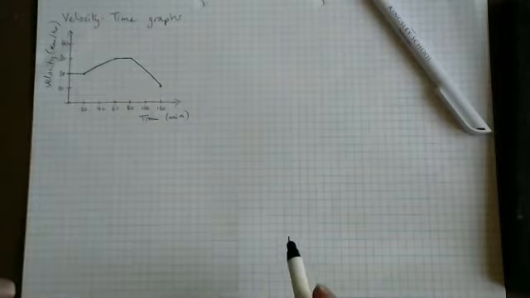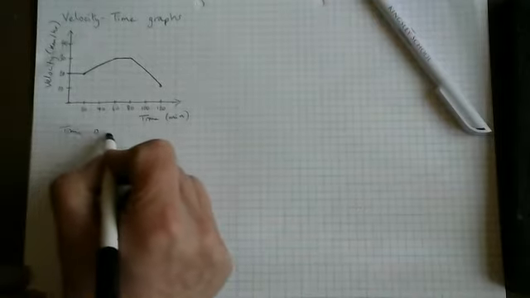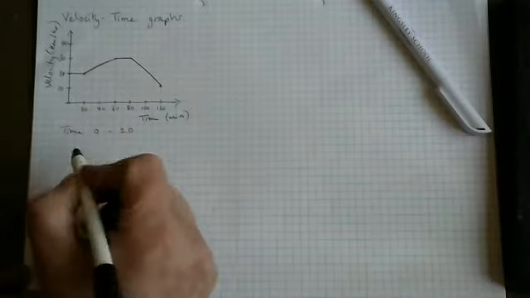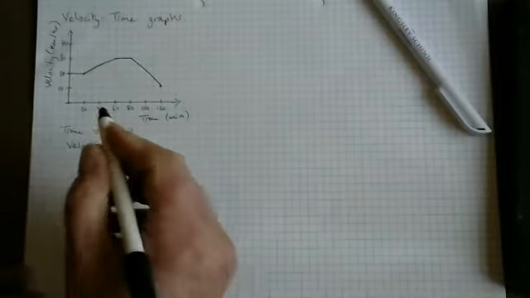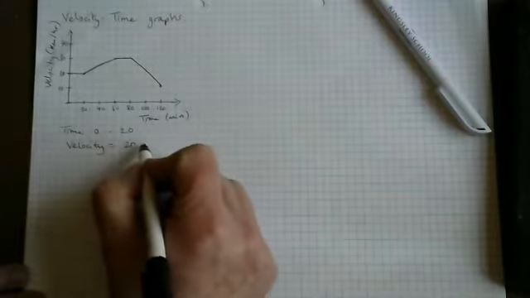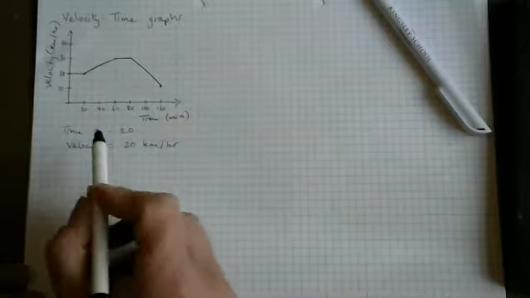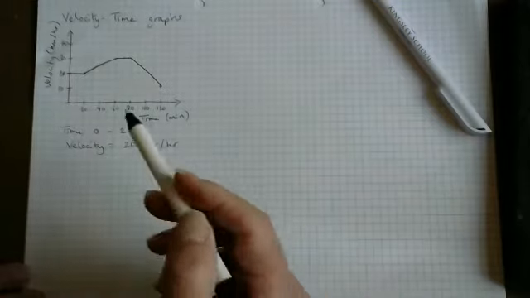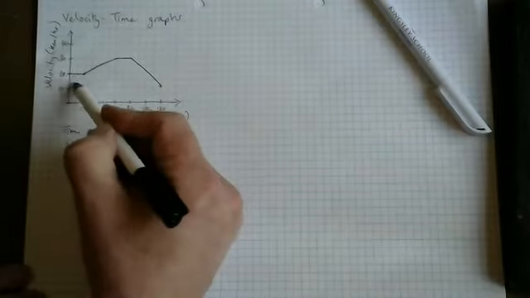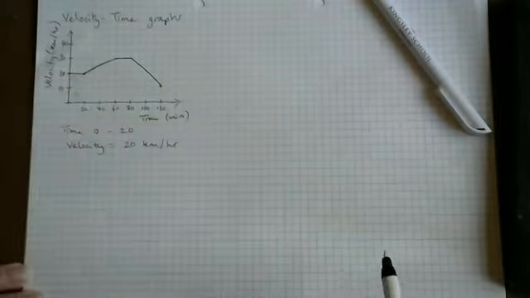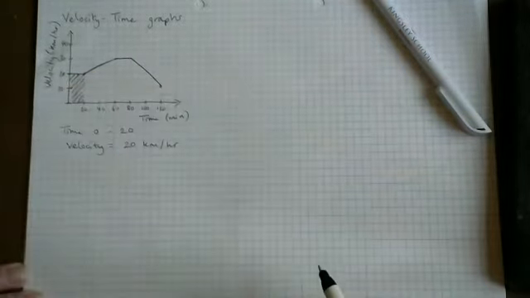The questions are going to be things like, from time 0 to 20, velocity equals, well, the velocity is 20 kilometers per hour. How far do they go in the time from 0 to 20? The distance they go is the area underneath the graph. So the distance is that area there. Oh, sorry, it's not very clear. Let's make that a bit darker. The distance is that area there.